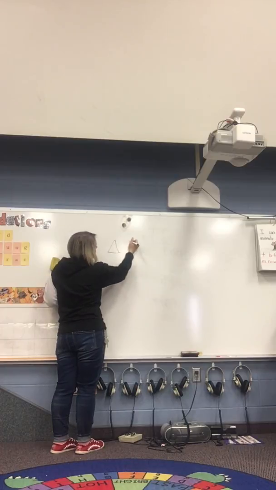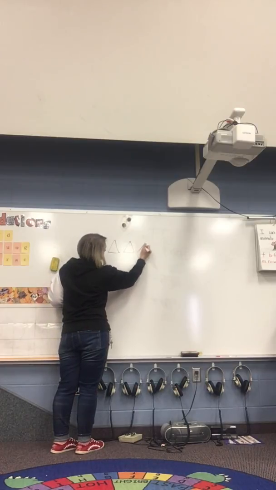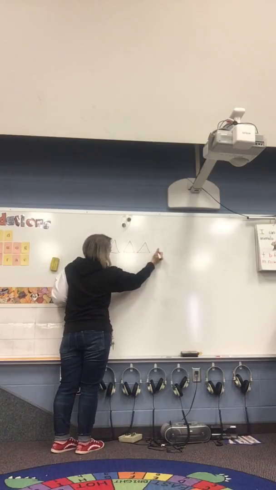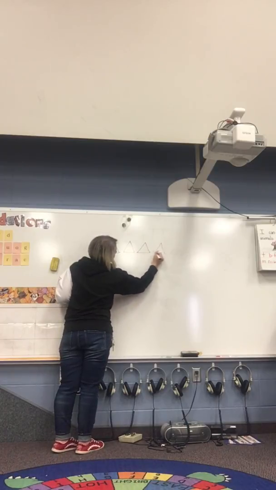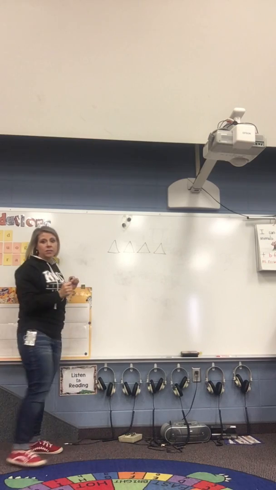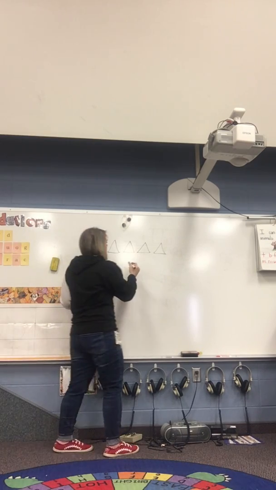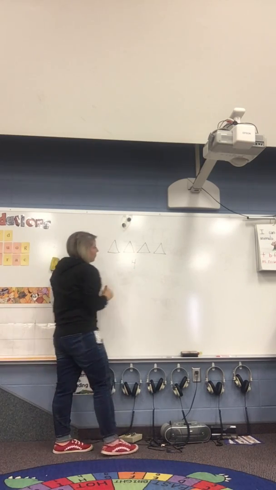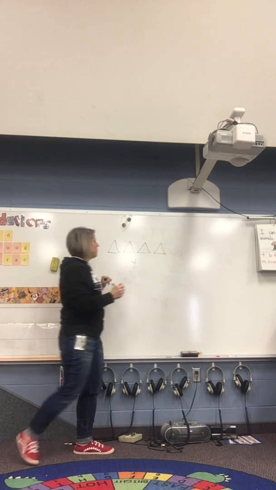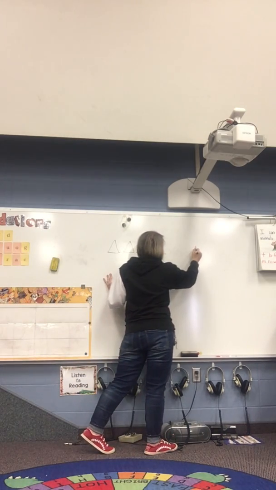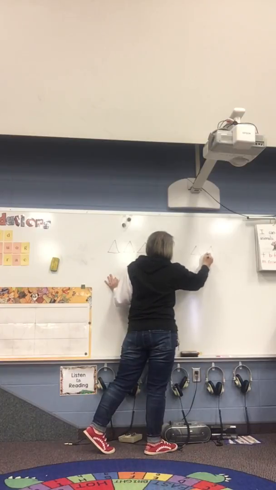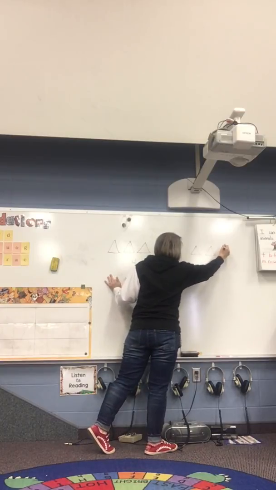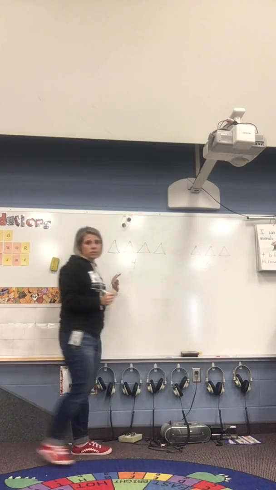So I have 1, 2, 3, 4 triangles for my first group. So I'm going to write the number 4. Then for my next group, 1, 2, 3. I have 3 triangles, so I write the number 3.